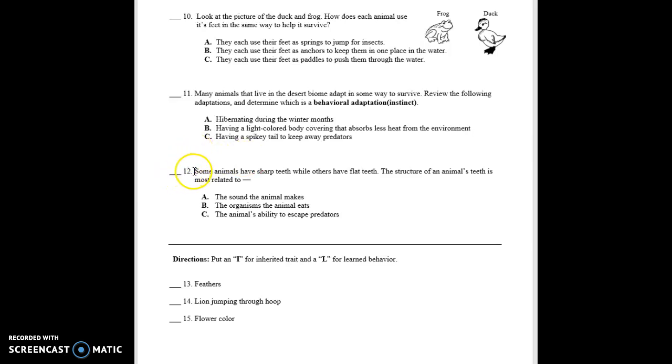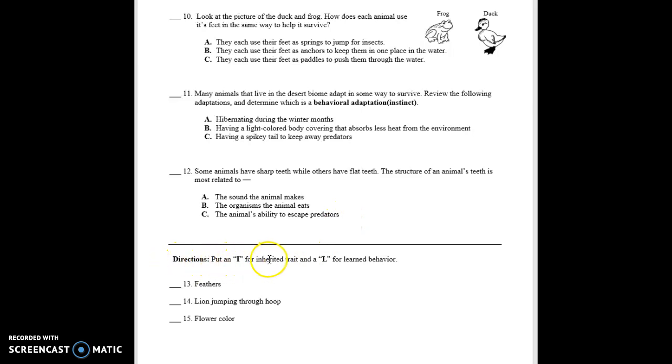Number 12. Some animals have sharp teeth while others have flat teeth. The structure of an animal's teeth is most related to A. The sound an animal makes. B. The organism the animal eats. C. The animal's ability to escape predators.